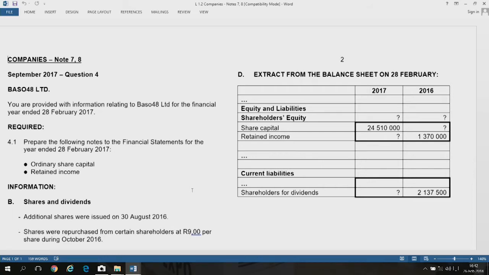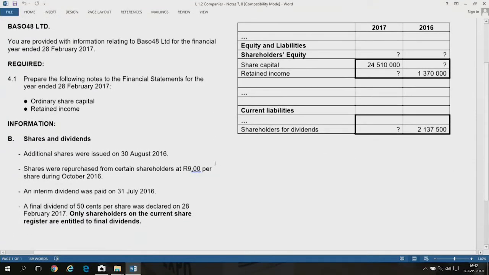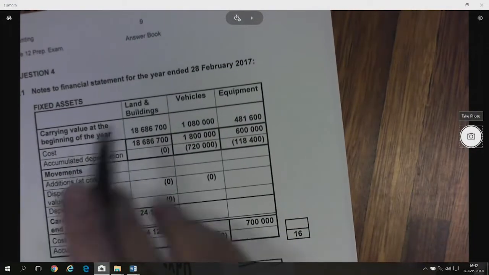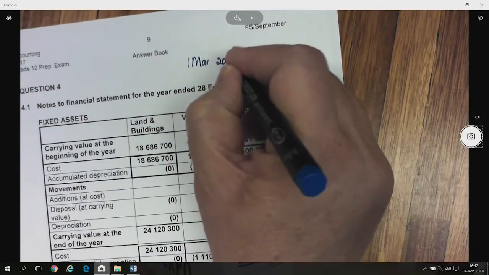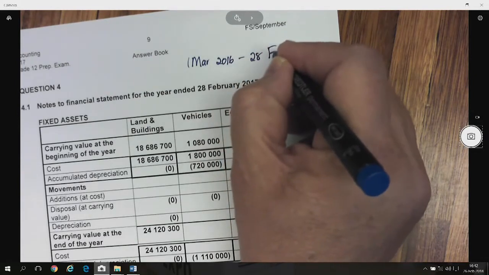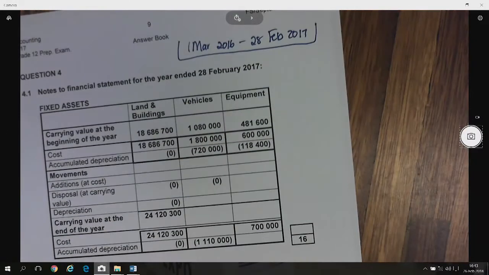I'm not going to do anything further than that. Just want to show you the notes. If you look at the information, it is not a lot of information. They say 4.1, prepare the following notes to the financial statements for the year ended the 28th of February 2017. Remember, I go quickly there and I write on top, okay, we're not going to do the fixed assets today, but I write there the 1st of March 2016 until the 28th of February 2017, and that is my accounting period.